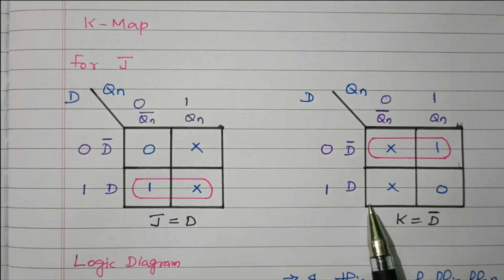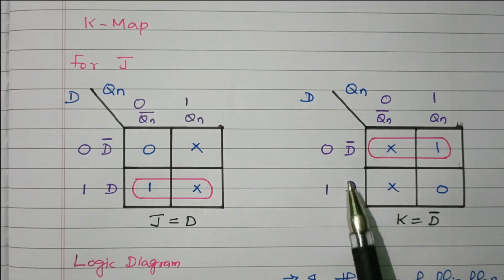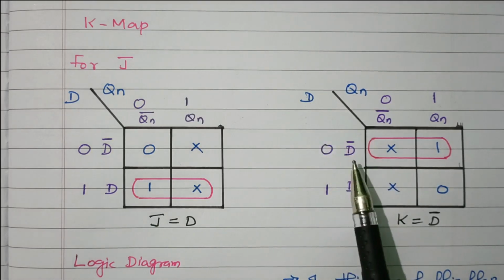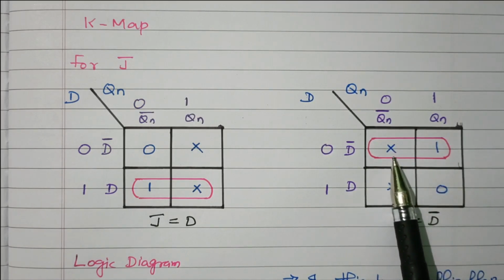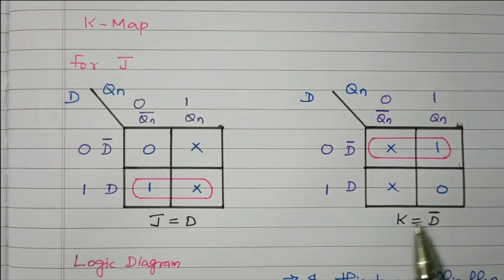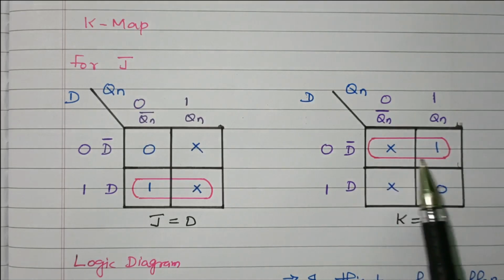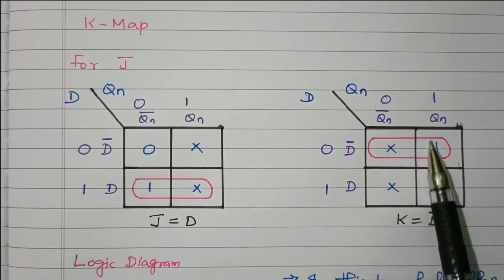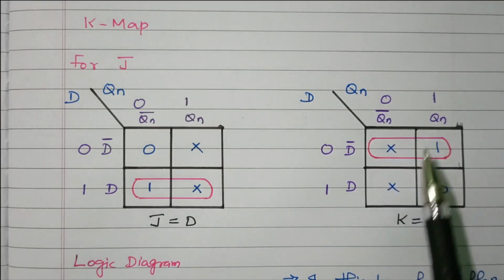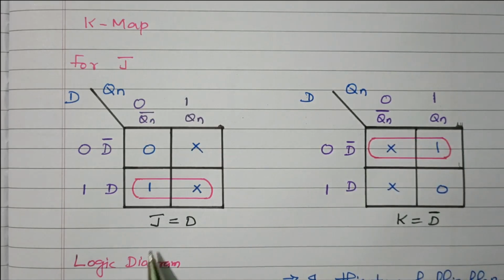Similarly we have for K. This is for K. Same thing. Input D, Qn. D bar, Qn bar, Qn. Here from the truth table it is filled: x1, x0. Now these two variables are combined together. 1 is there. So what is available in the corresponding first row? D bar. What is available in the column? Qn bar, Qn. Both got cancelled. Only D bar. So J equals D, K equals D bar. We need to implement this logical expression in the logic diagram.